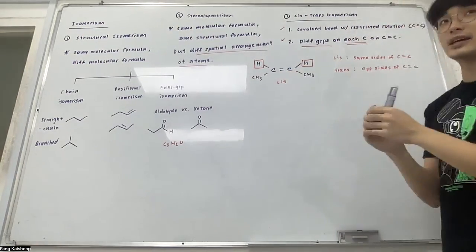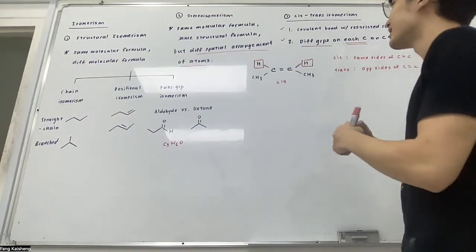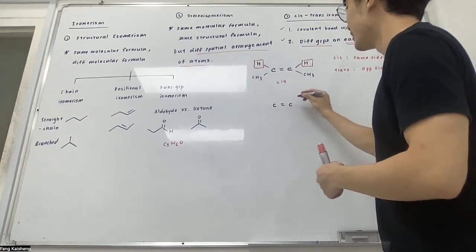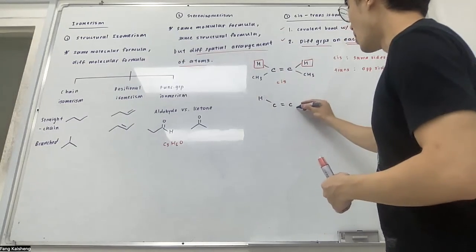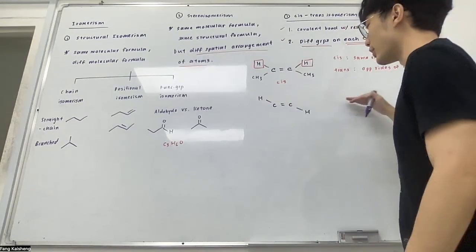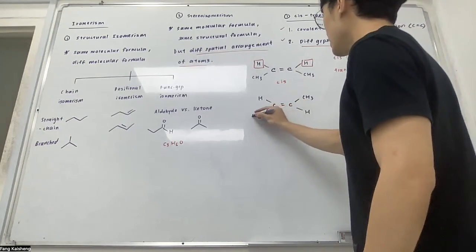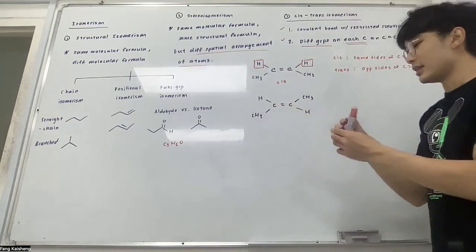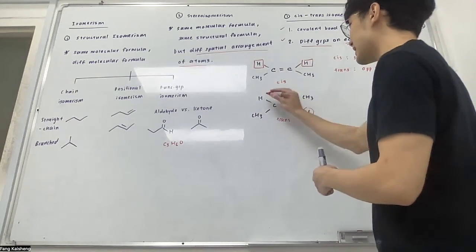Now let's draw the trans isomer. What do you think the trans isomer should look like? How can I modify this such that it's a trans isomer? The hydrogen atoms are on opposite sides of the double bond. The river is horizontal, and you're on opposite sides. So what I've just done over here, you take a look first. This is the trans isomer because the H's are on opposite sides.